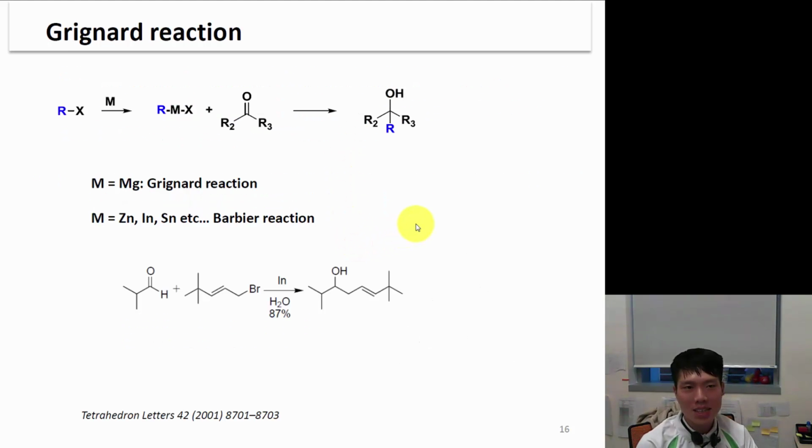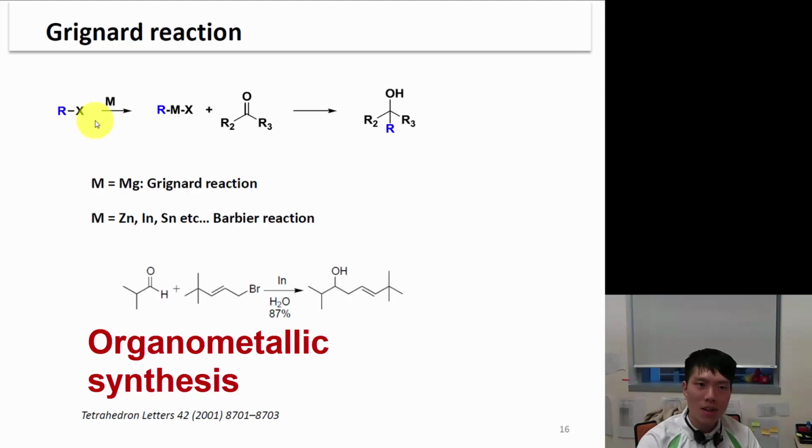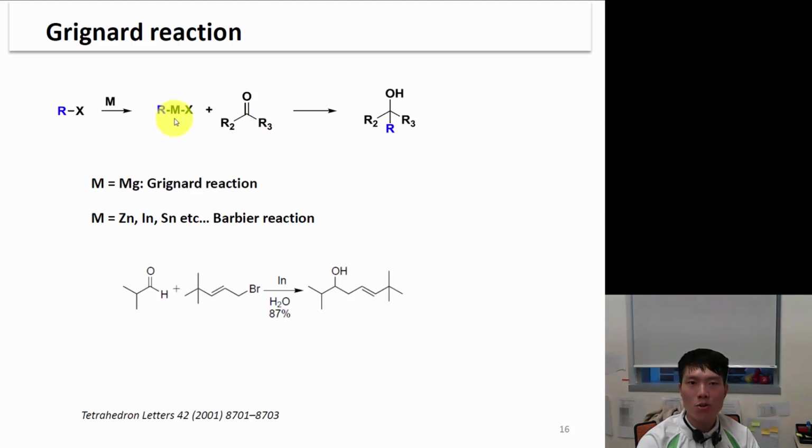Now lastly, I've mentioned that this is an organometallic synthesis. An alkyl halide with a metal gives you an organometallic reagent. And when you react it with a ketone, in this case where both are R groups, you get a tertiary alcohol. So when M, the metal, is magnesium, you get the Grignard reaction. But when M is other metals like zinc, indium, tin, you get a Barbier reaction.